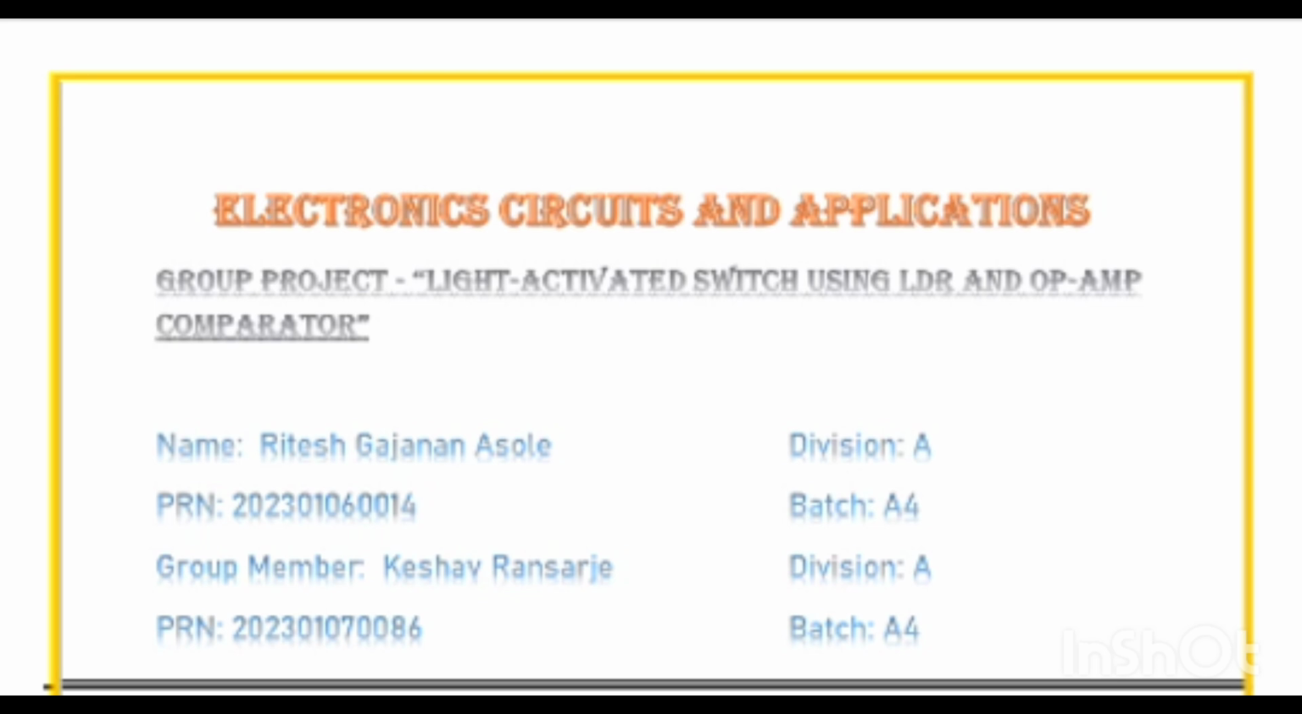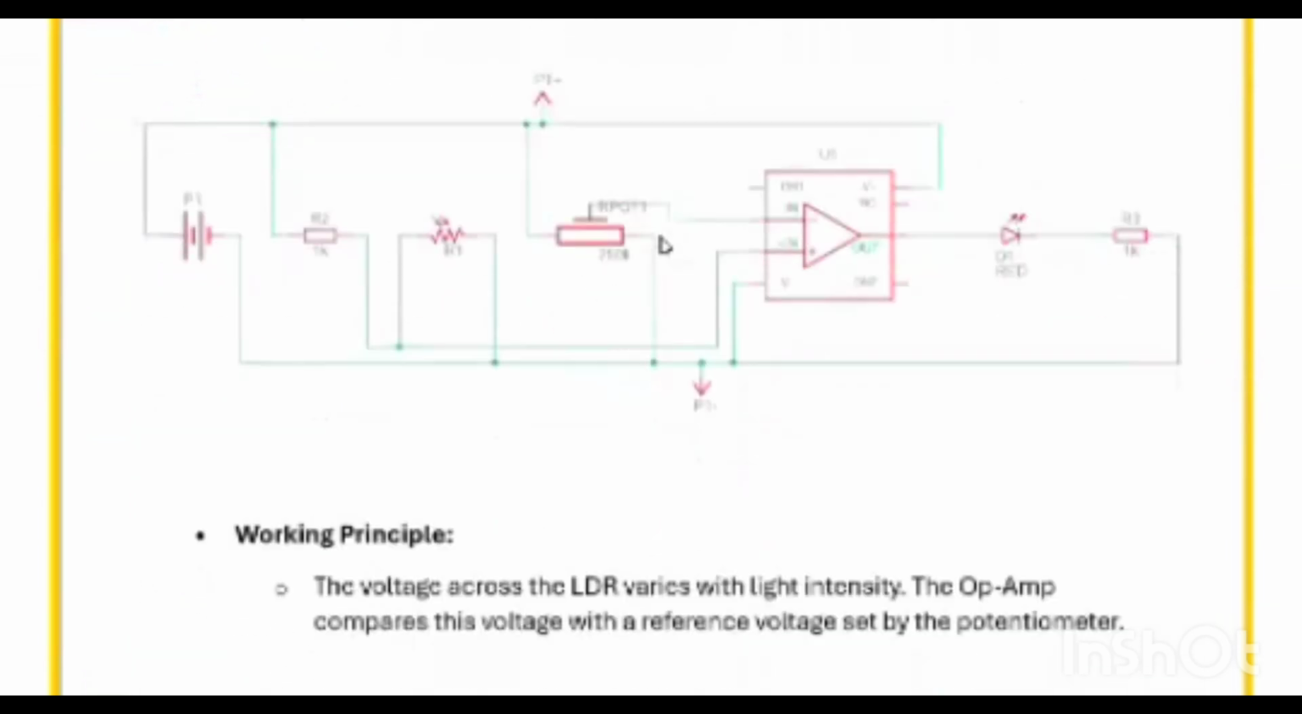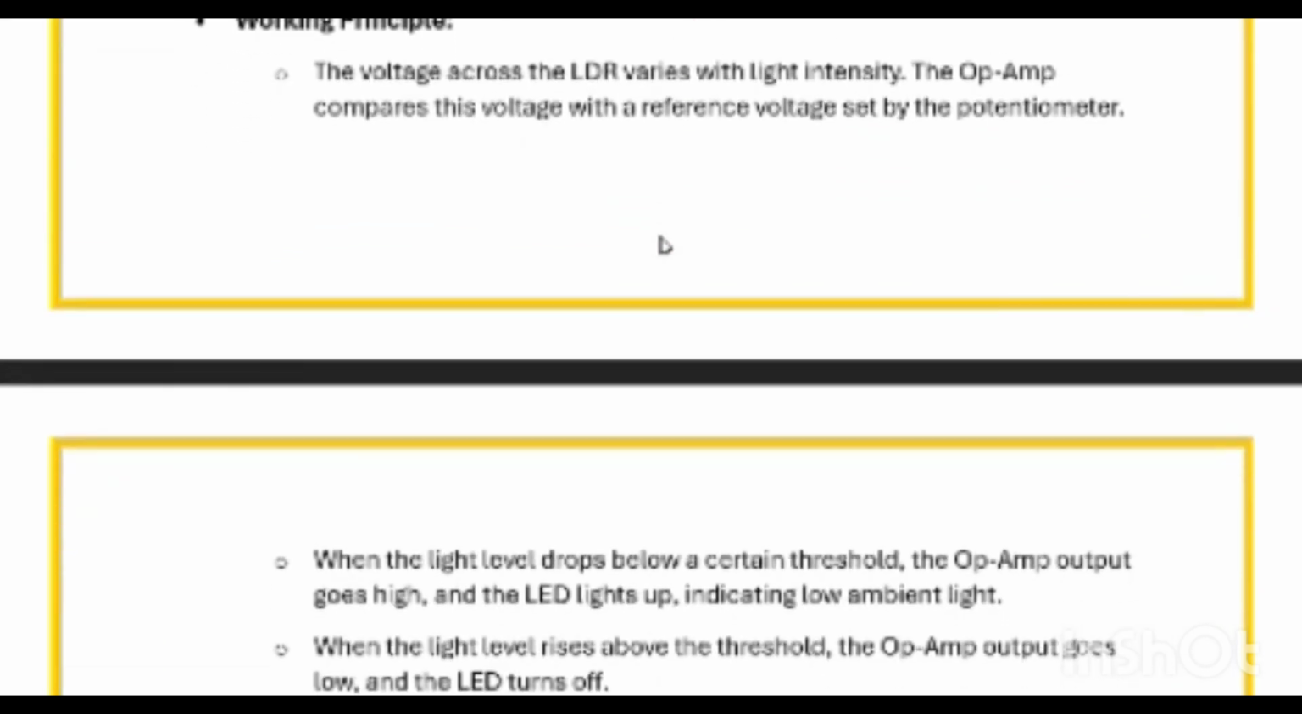I am here to explain the working principle of our project: a light activated switch using LDR and op-amp. Circuit operation: discuss the relationship between light levels and the LDR resistance.